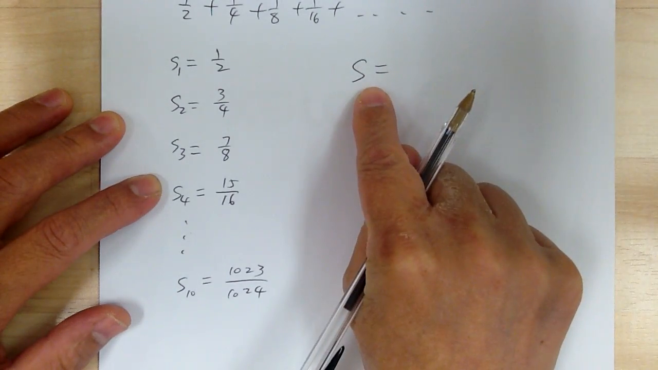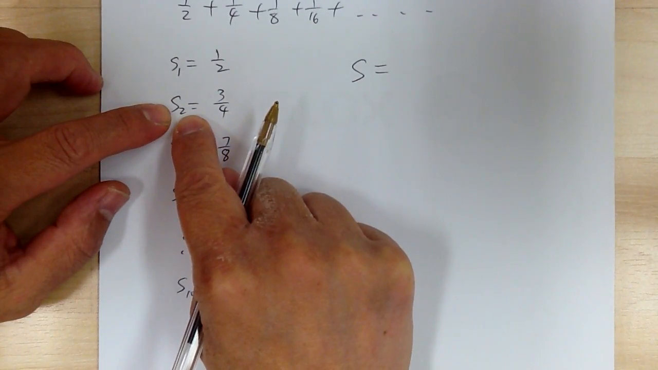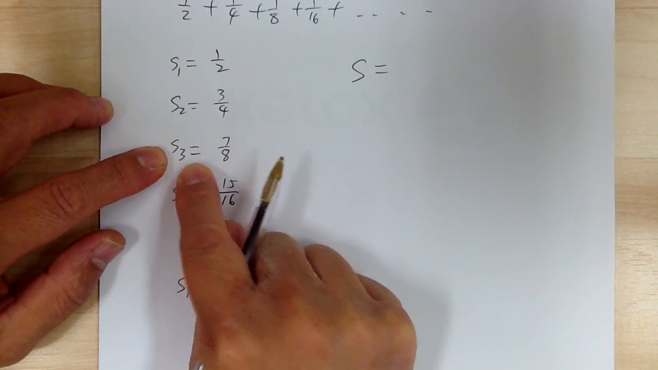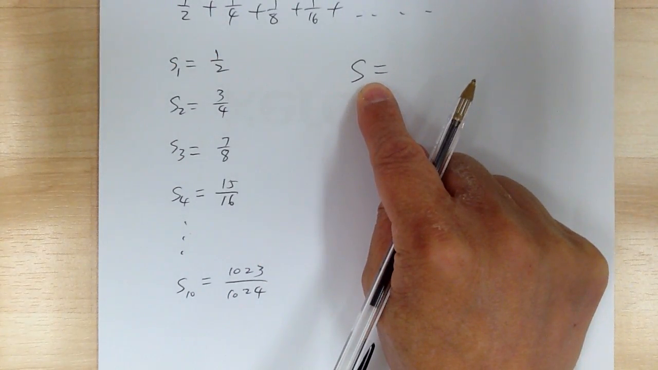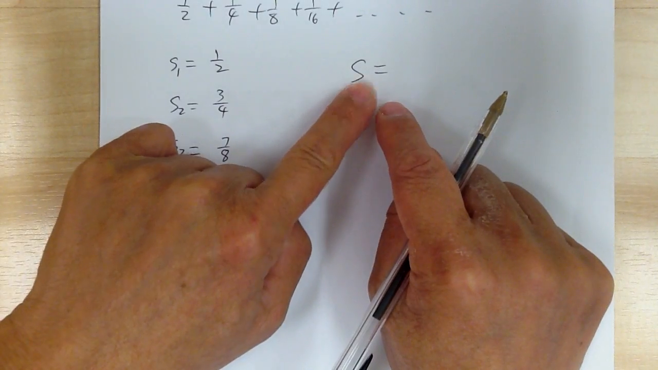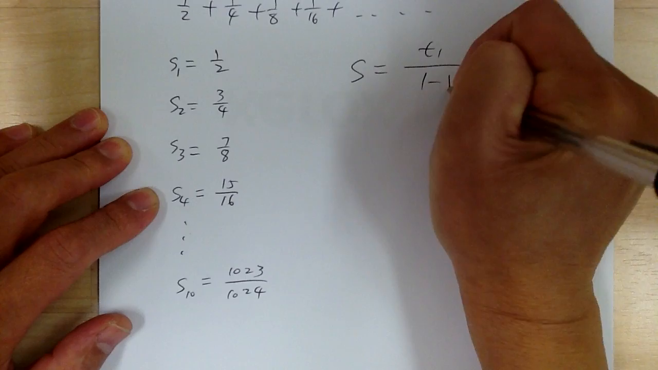Notice there's no subscript. Okay? S1 means the sum of one term. S2 means the sum of two terms. S3 means the sum of three terms. But when you don't have a subscript, it means you're adding an infinite number of terms. So this is the infinite sum when there's no subscript. And this is equal to T1 over 1 minus r.